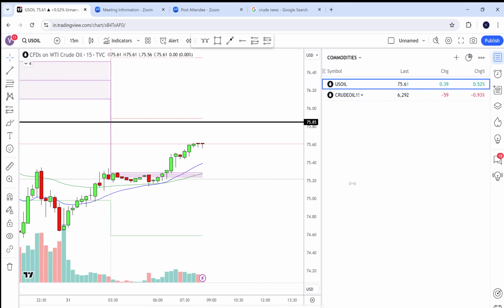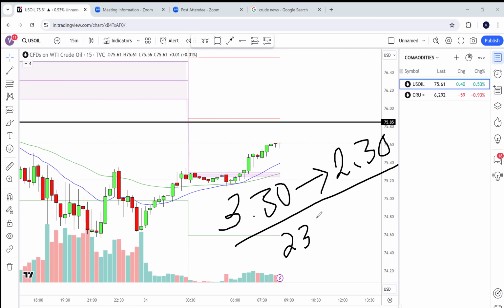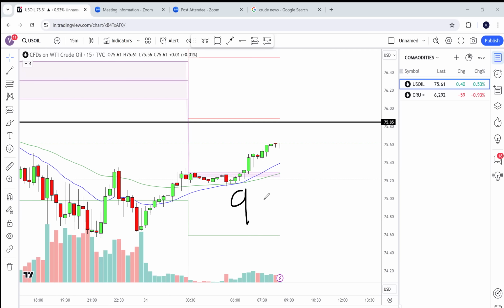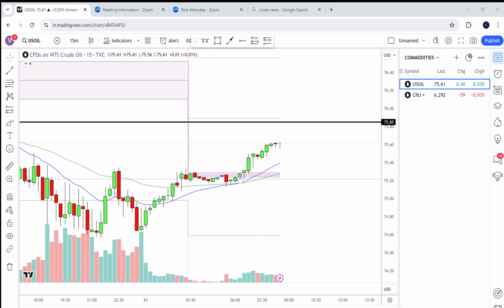Now, why is it important that you follow US oil more than Indian crude oil? Because of two reasons. US oil opens at 3:30 in the morning in our Indian time and trades till 2:30 am. You can see that the US market trades for almost 23 hours. Our Indian market, as you know, opens at 9 am and closes at 11:30 pm. So that is why when you look at the US oil chart, you will see a continuation chart.